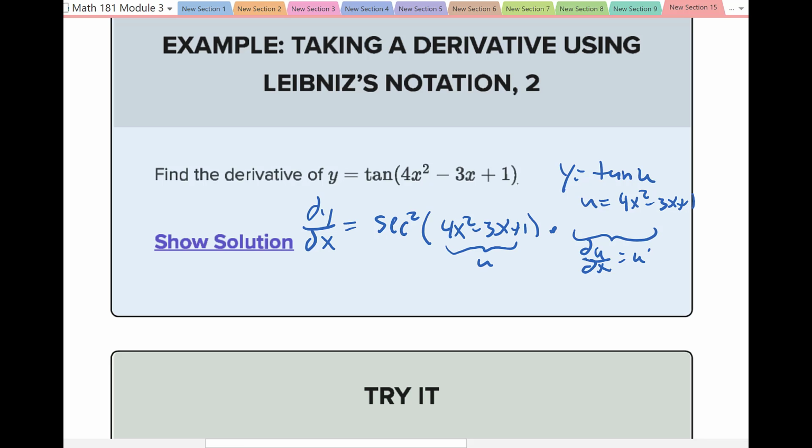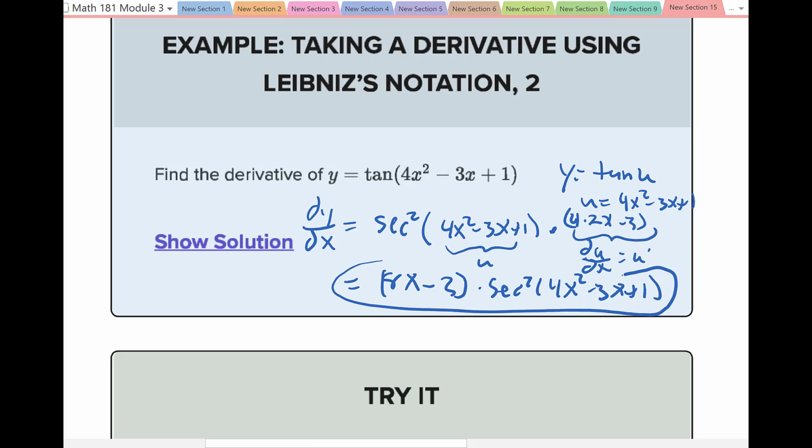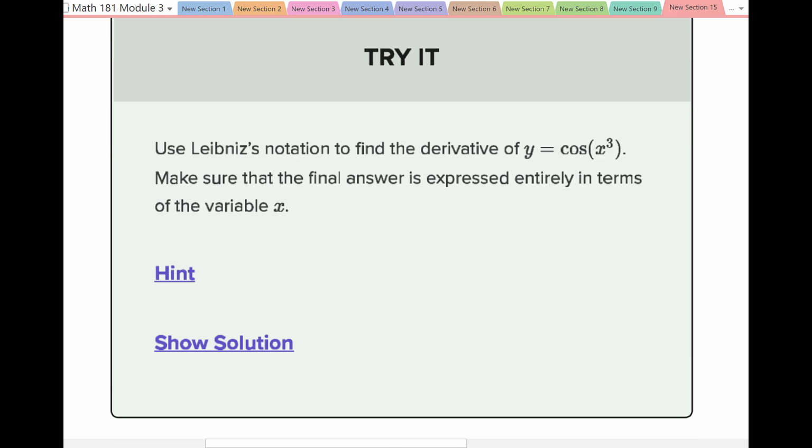That's going to be this 4 times 2x minus 3. So it doesn't do much on the cleanup part of this. Pretty much all we're going to get is 8x minus 3 times secant squared of 4x squared minus 3x plus 1. Okay. Let's see what's next here.